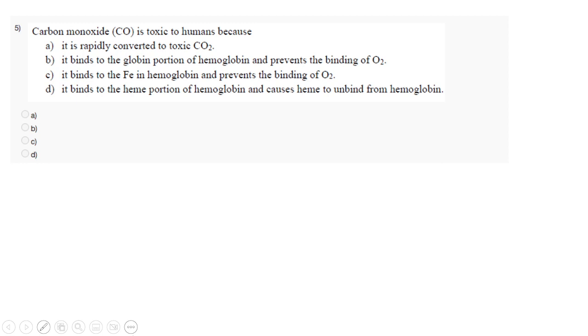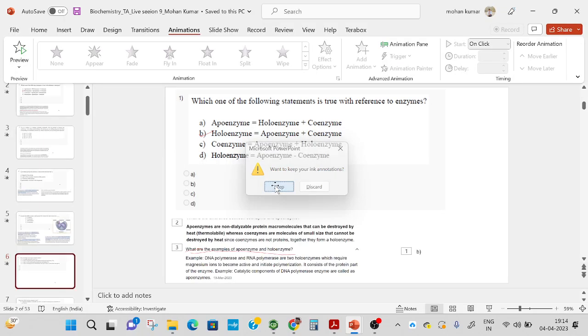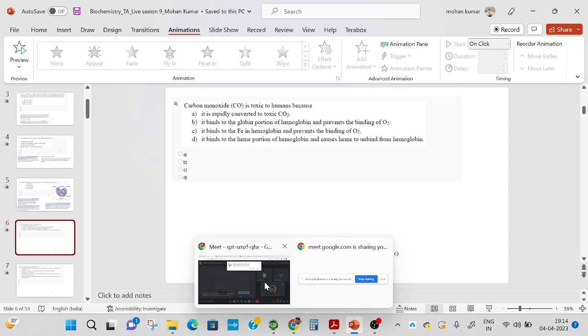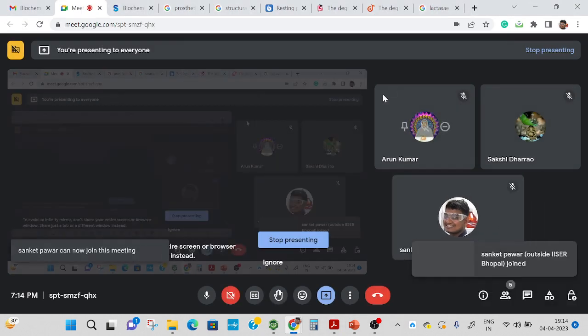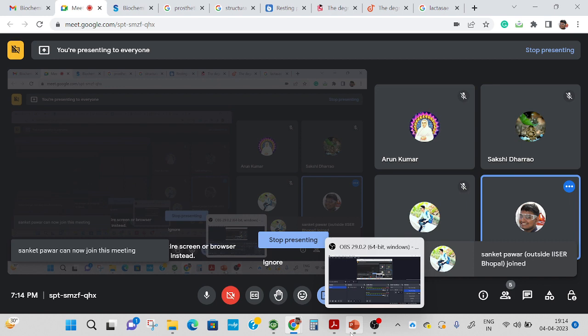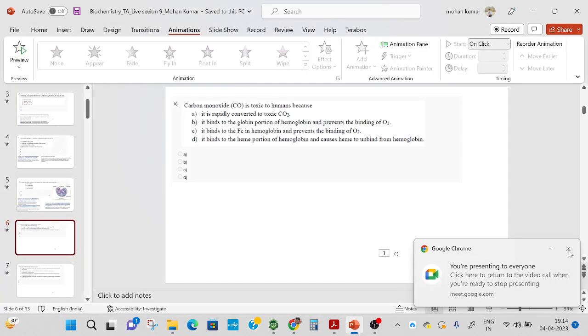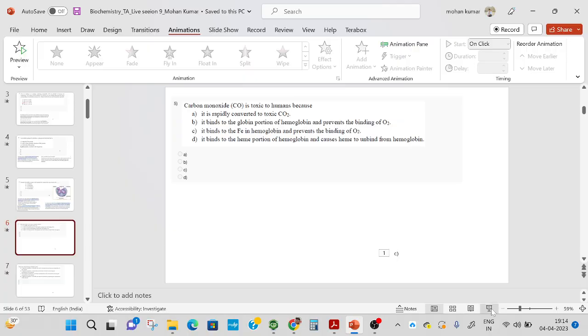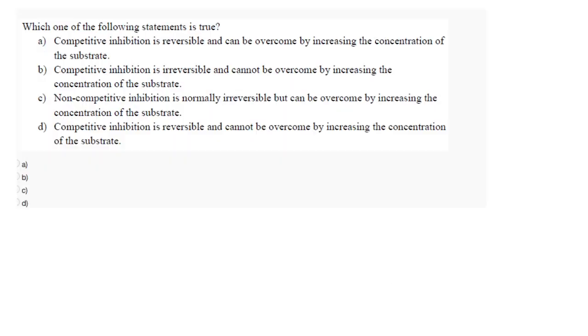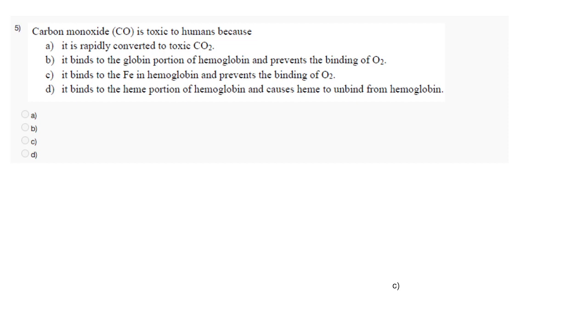No, it does not bind to the globin protein of hemoglobin. Carbon monoxide binds to the iron, and it prevents the binding of O2 to the iron. Option C is correct. So it prevents the binding of O2.